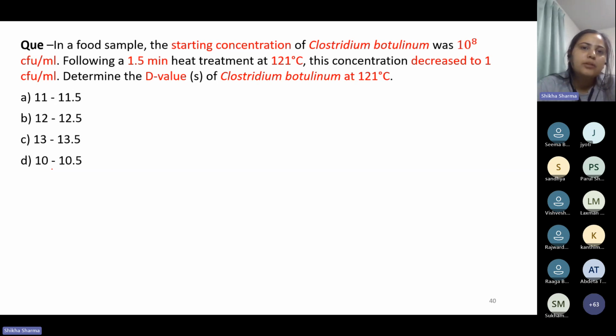In a food sample, the starting concentration of Clostridium botulinum was around 10 to the power 8 CFU per ml. Following a 1.5-minute heat treatment at 121 degrees Celsius, this concentration decreased to 1 CFU per ml. So the initial concentration was 10 to the power 8 CFU per ml and the final one is 1 CFU per ml, and we are applying 121 degrees Celsius for 1.5 minutes. We need to calculate the D value at 121 degrees Celsius.